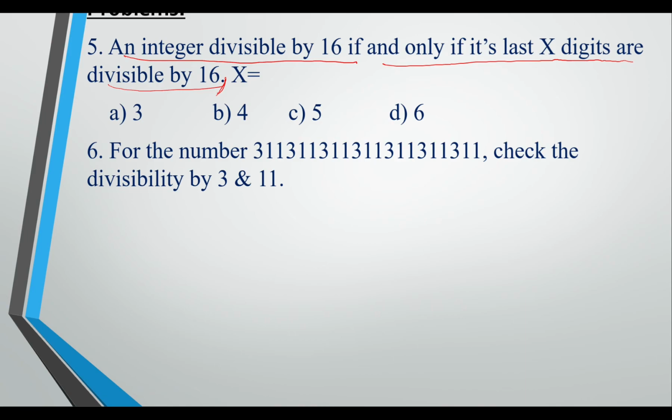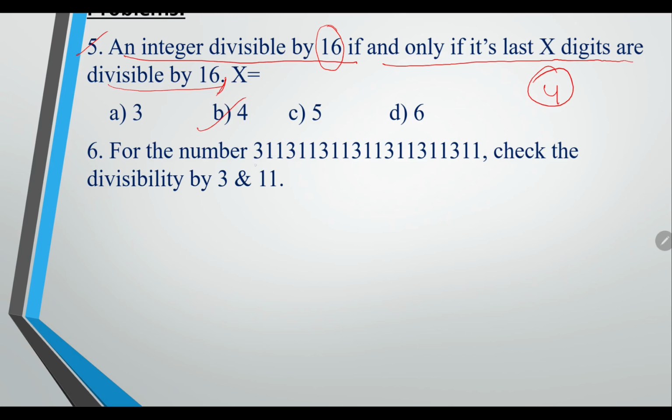So, with the logic, we can say that the divisibility rule of 16 is nothing but that the number with its last 4 digits divisible by 16 means the whole number is divisible by 16. So, with the logic, we can tick the option B. Sometimes logic may work in the aptitude. Next, the sixth question.